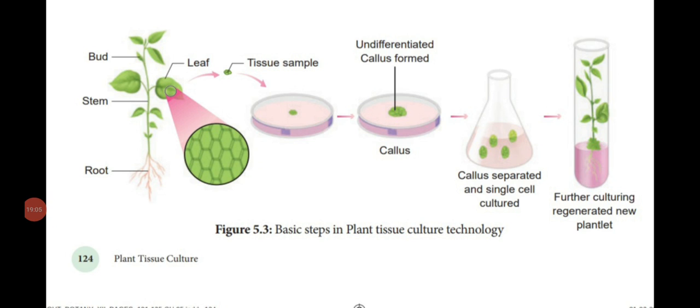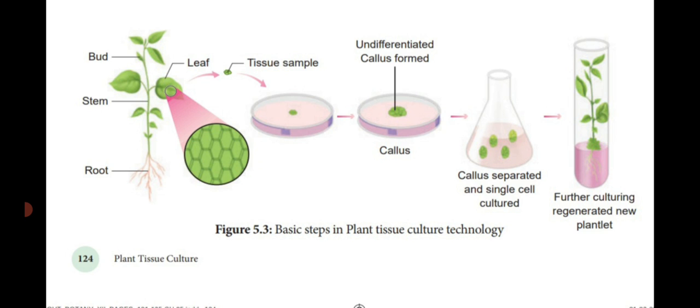Dear students, see the diagram. These are the basic steps involved in plant tissue culture technology. First one, it is a part of a plant. From that plant, you take a cell or a tissue from the leafy region, which is shown in the microscopic structure. That cell or tissue sample is placed in the culture medium. The commonly used culture medium is, what is that one? MS medium. That is also a 1-mark question. The commonly used culture medium in plant tissue culture is MS medium, that is Murashige and Skoog medium.